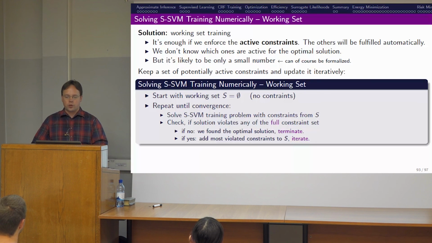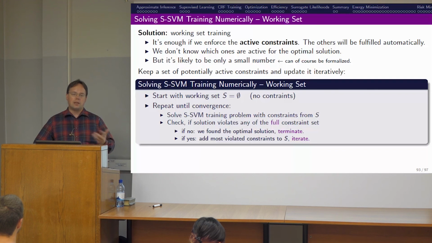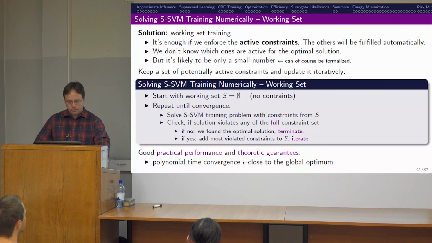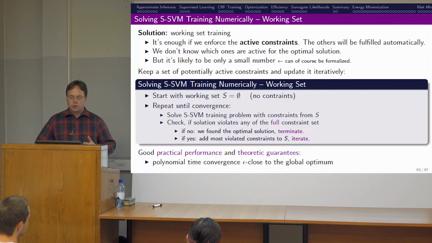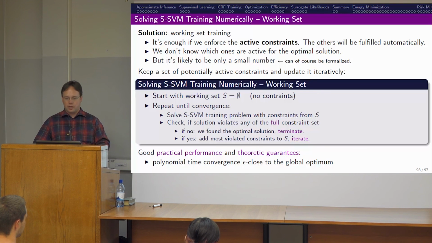You repeat until convergence: solve this structured SVM problem with only a subset of the constraints, check if there are any violating constraints, and if yes, add them to the set and reiterate. The nice thing is that this actually gives you some guarantees, so it will converge to the right thing, and you have a guarantee that it will converge at least in polynomial time, epsilon close to the global optimum. It's not a very strong guarantee, but at least you know that you do not have to do exponentially many steps to do anything reasonable.